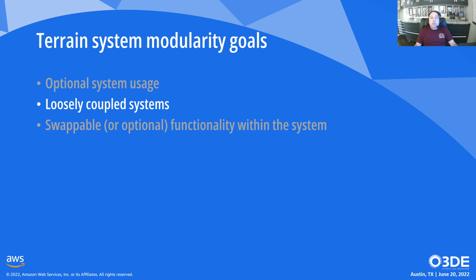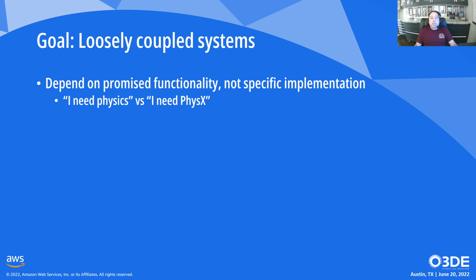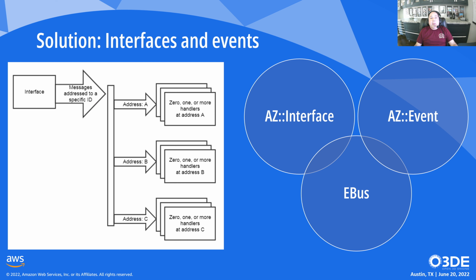These loose couplings between systems represent another key goal towards making our system modular. The fewer dependencies that we have, the easier it is to keep systems optional and replaceable. And this really leads to the notion of interchangeable parts at a system level. It's what allows us to say, I depend on the generic concept of physics instead of I specifically depend on the PhysX physics library. Loose coupling is really a common engineering problem, and it's typically solved through good interface design.